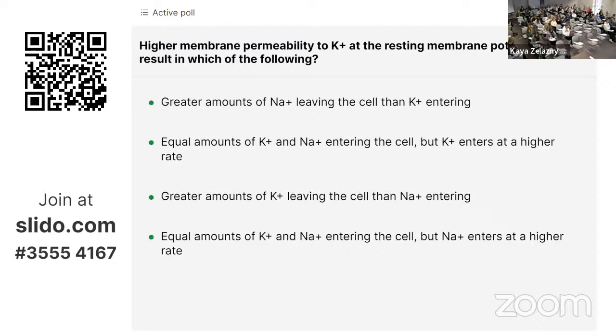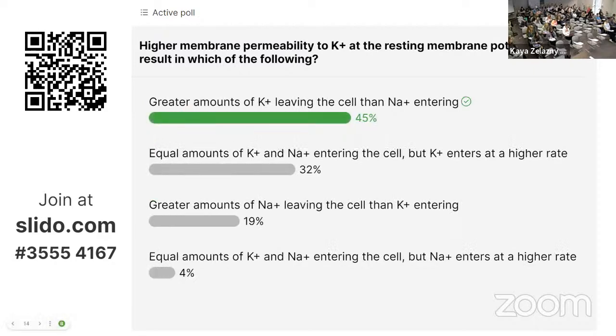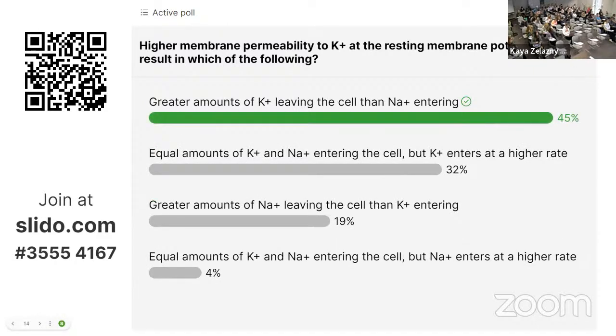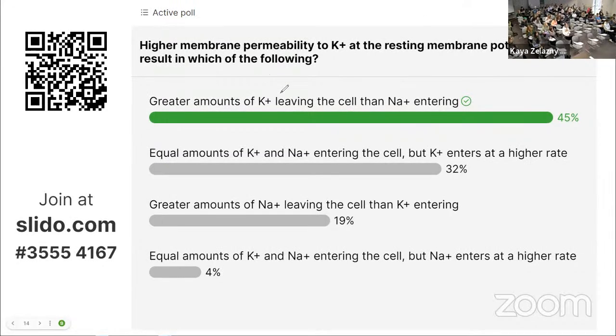Take another couple seconds. Few people who don't want to vote right now, but let's take a look at where we are. Okay. Cool. All right. So our correct answer here is that we will have more potassium leaving the cell, so greater amounts of potassium leaving the cell than we have sodium entering the cell. Okay.